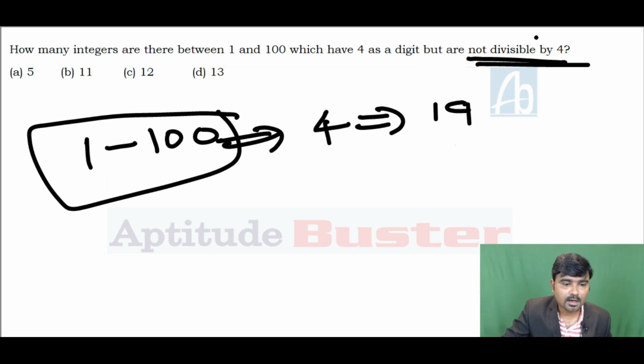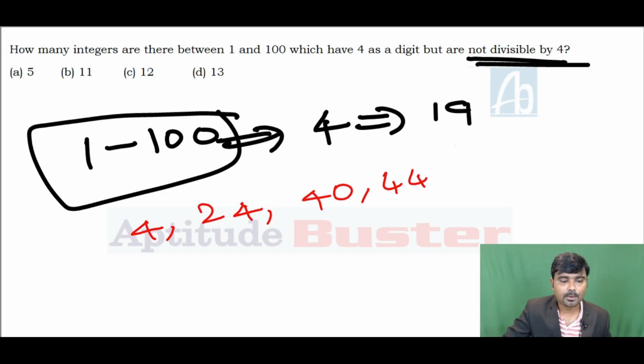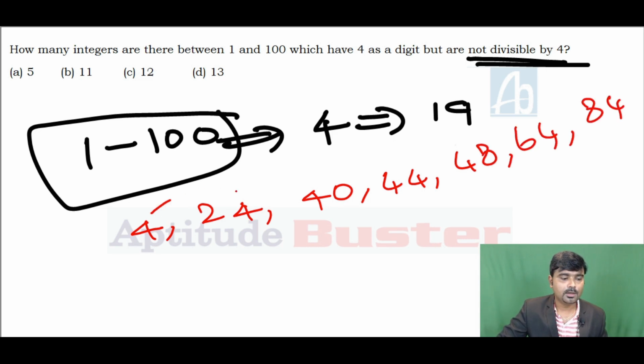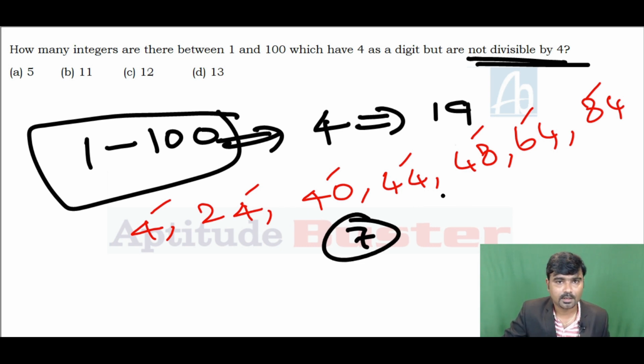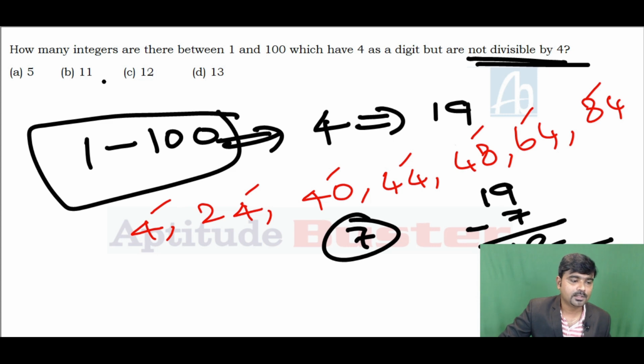Okay, the question is not divisible by 4. Listen here, just you need to eliminate the numbers which are divisible by 4. 4, 24, 40, 44, 48, 64 and 84. These numbers, 1, 2, 3, 4, 5, 6, 7 numbers are divisible by 4. One of the digits is 4. Okay, 90 numbers are there. In that 7 are divisible by 4. Remaining 12 are not divisible by 4. So answer for this question is 12. No need to write all the numbers. Just you need to understand the basic things.